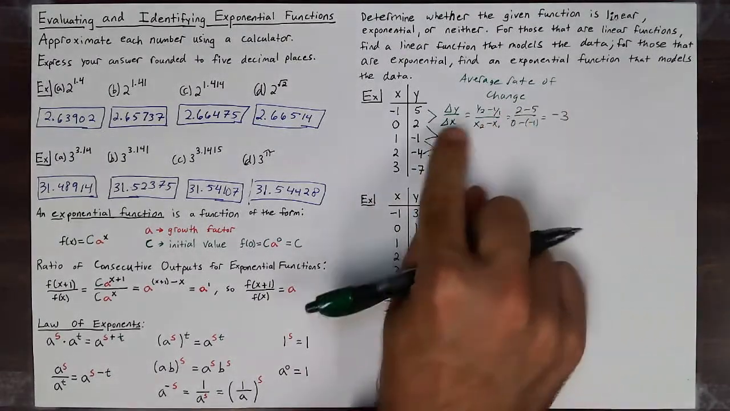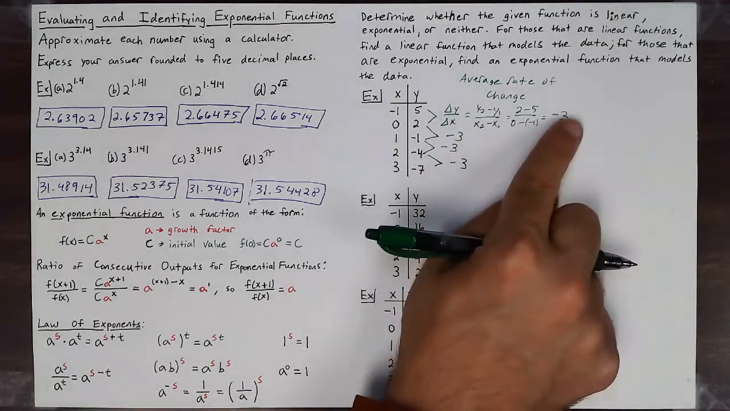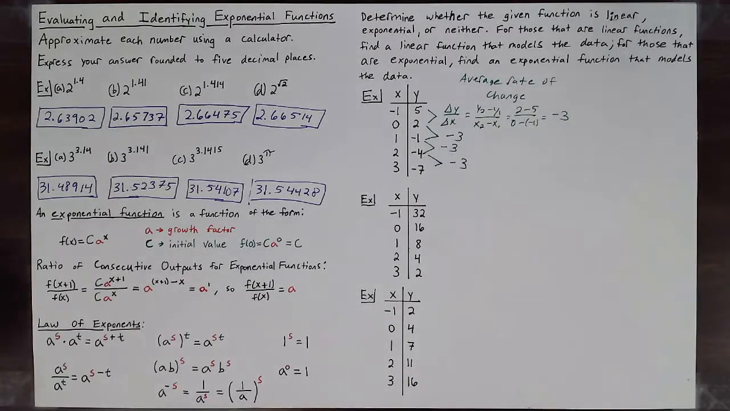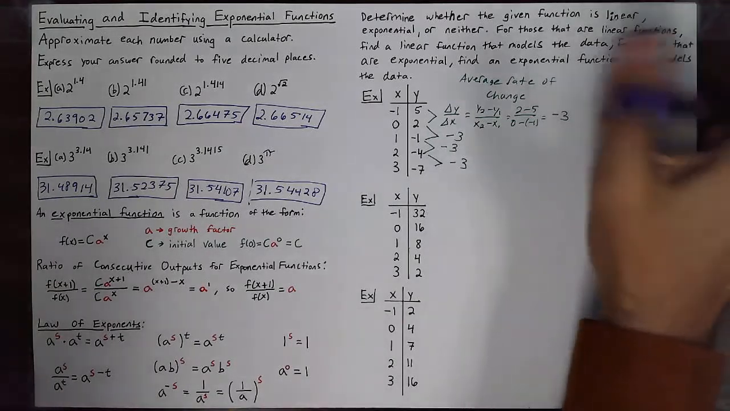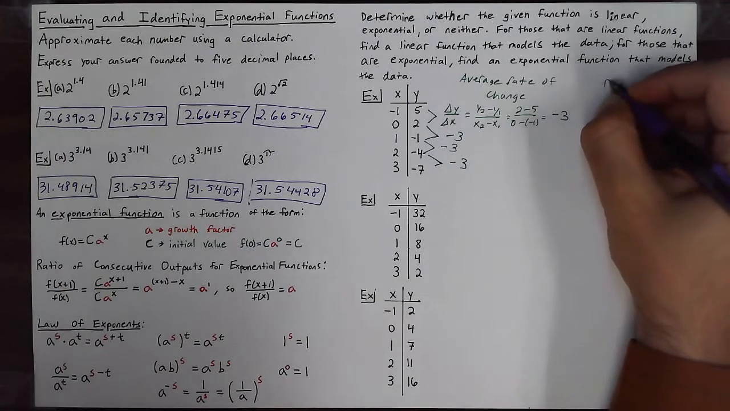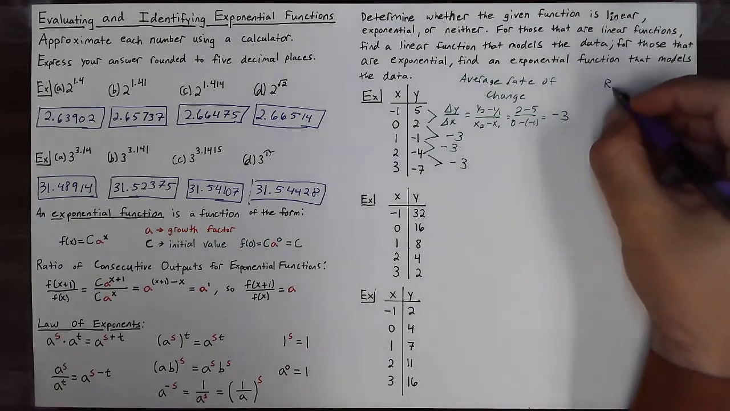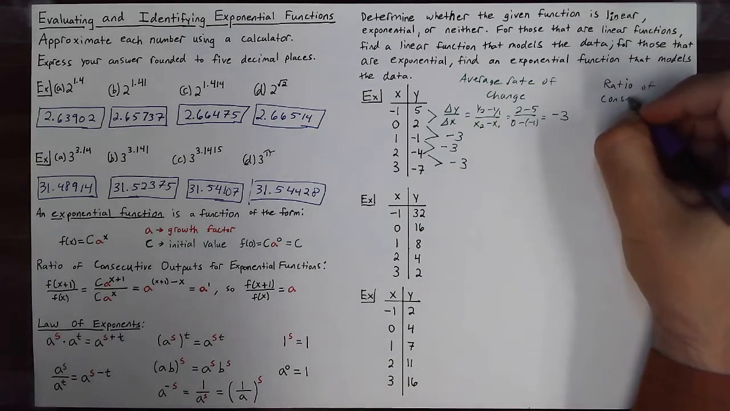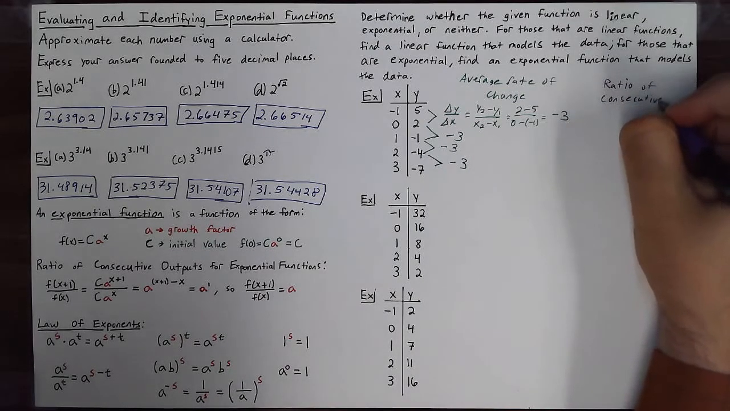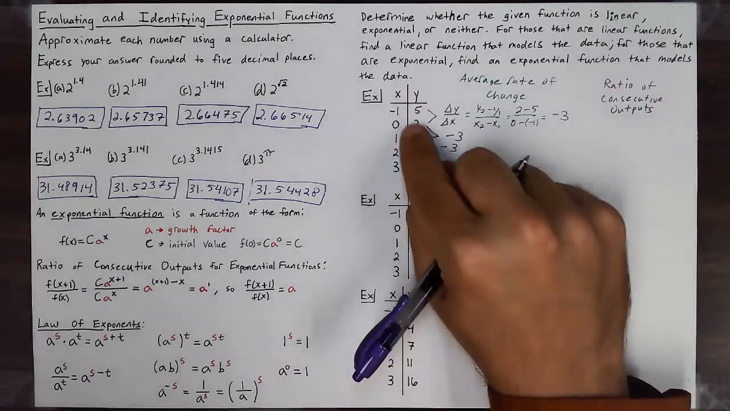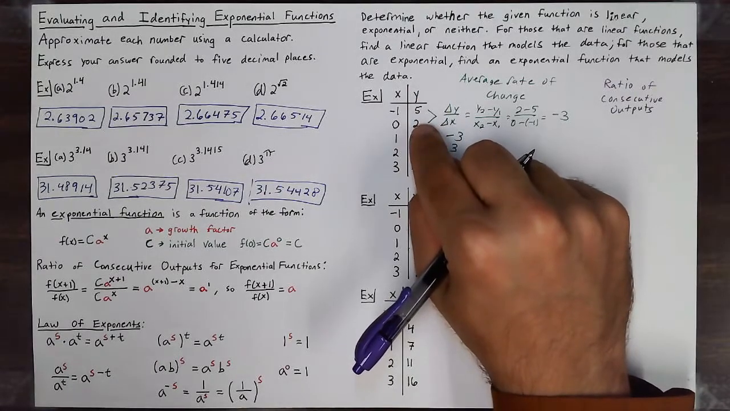The fact that these values are constant, these average rates of change, means that we have a slope, causing it to be a line. Now, if it's a line, can it also be an exponential function? Let's look at the ratio of consecutive outputs. So I'll just be putting the next value over the former.